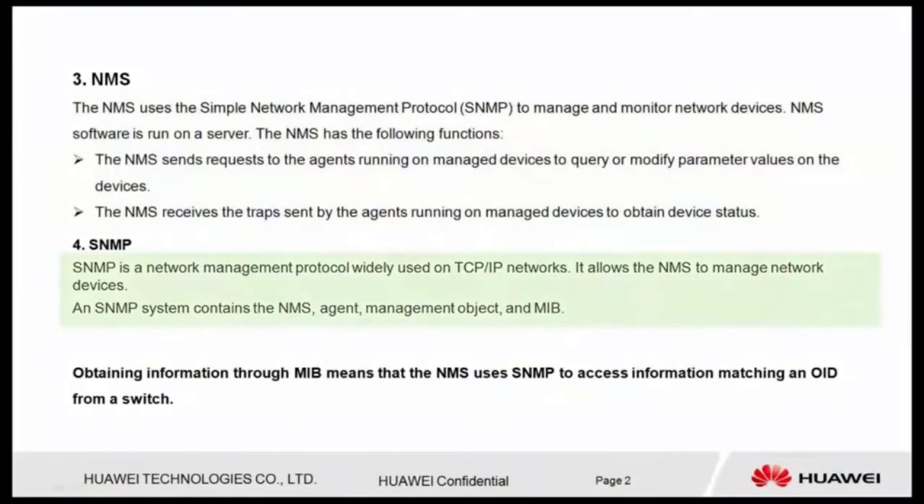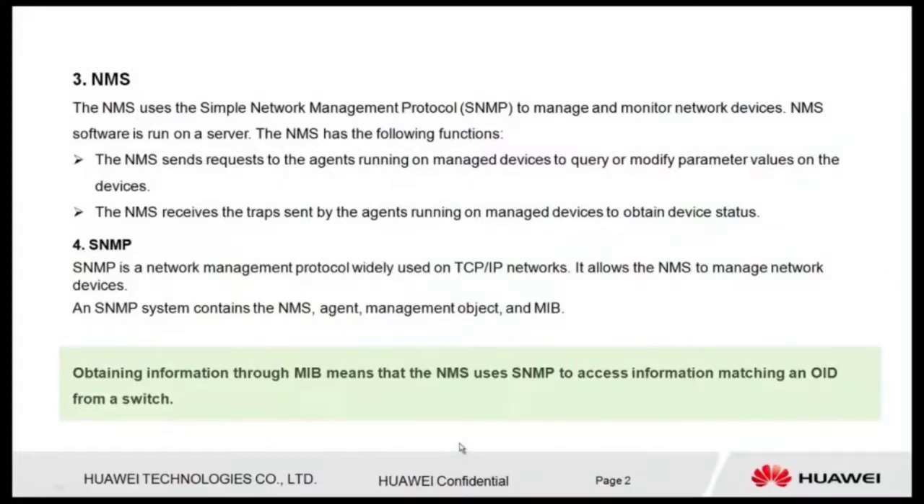4. SNMP. SNMP is a network management protocol widely used on TCP/IP networks. It allows the NMS to manage network devices. An SNMP system contains the NMS, agent, management object, and MIB. Today, we will look at obtaining information through MIB, which means that the NMS uses SNMP to access information matching an OID from a switch.